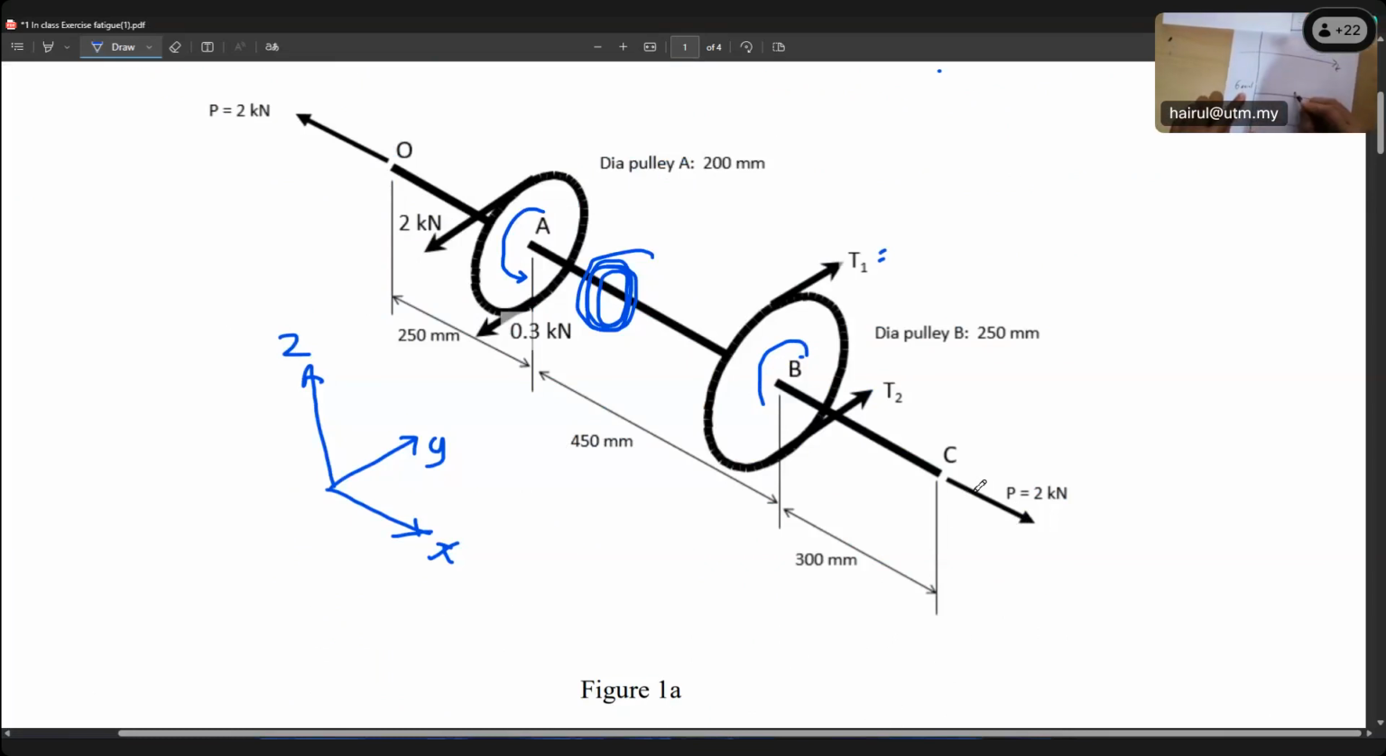So sigma axial only has mean. We don't have sigma alternate for axial; it is 0. You understand that, guys? We have mean. Torsion also has mean, purata. We don't have alternate, like an alternate sine wave. We don't have any fluctuating, which means alternate is 0. Axial also alternate 0, except bending.